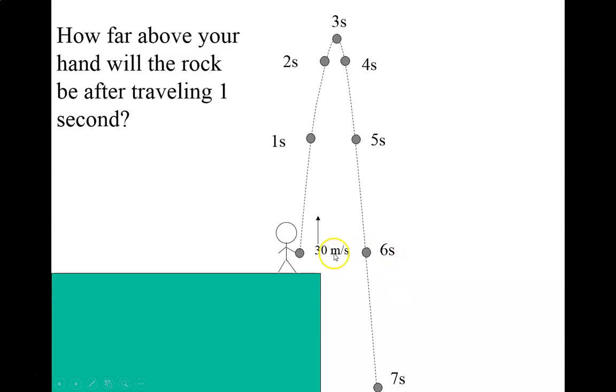Okay, so how far above my hand will the rock have been after it traveled for 1 second? Well, let's see. Its initial speed was 30 meters per second. Its final speed is 20 meters per second. That means its average speed was 25 meters per second. So if it's been moving on average at 25 meters each second, and it did that for 1 second, that means it'll be 25 meters above my hand.